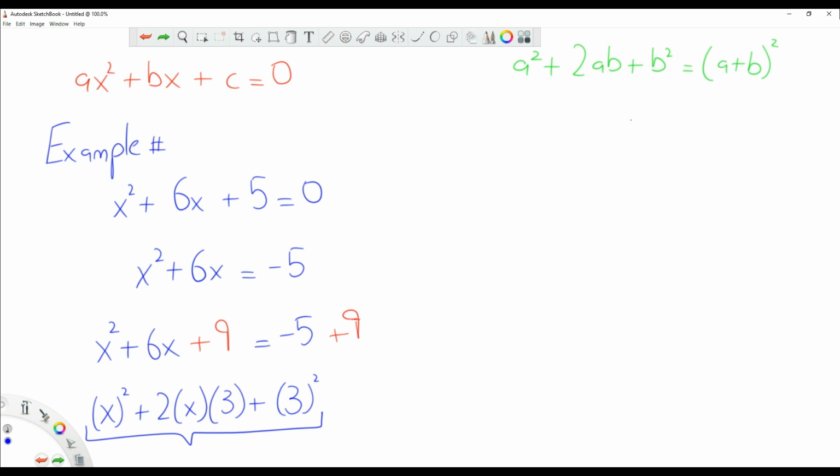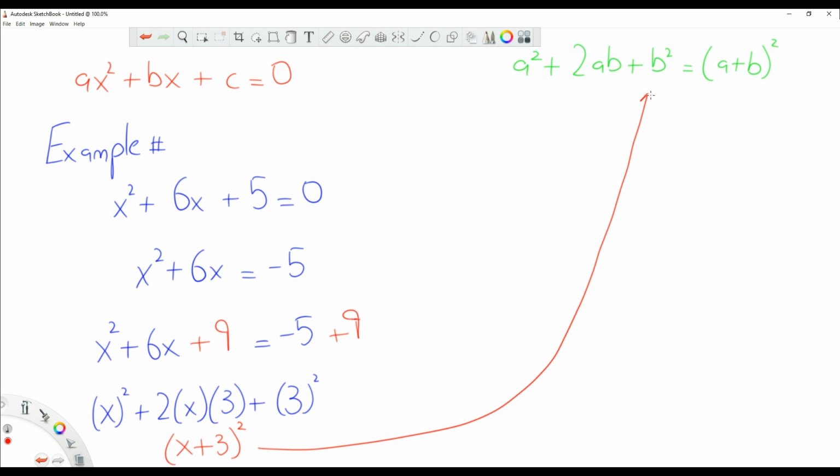So the expression that we got on the left side is exactly similar to this one. This means that we can compress this and write it as (x plus 3) whole squared, according to this given equation. On the right side, what we get is negative 5 plus 9, which is positive 4. So I have this whole expression equal to positive 4.